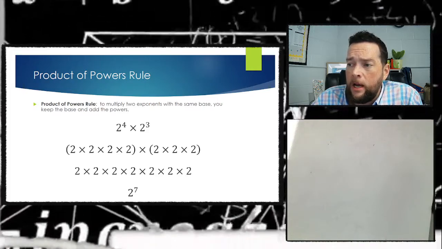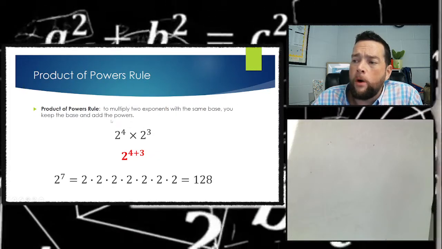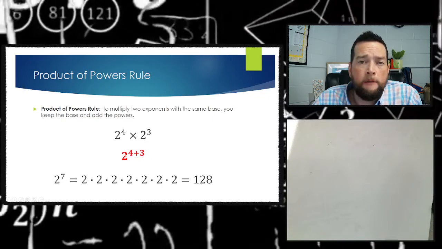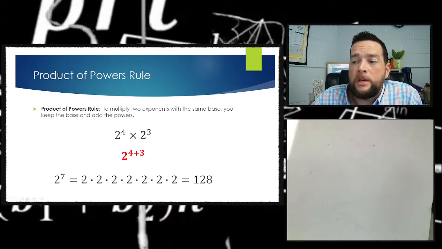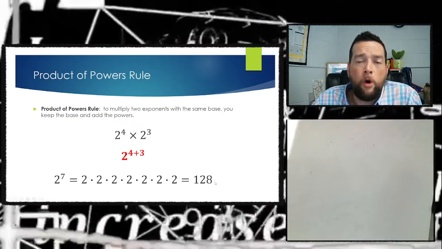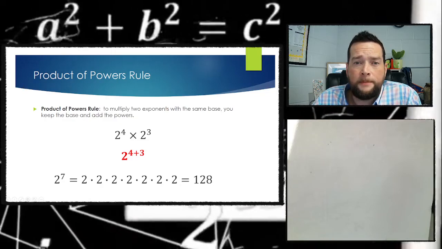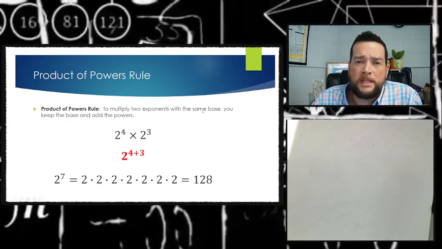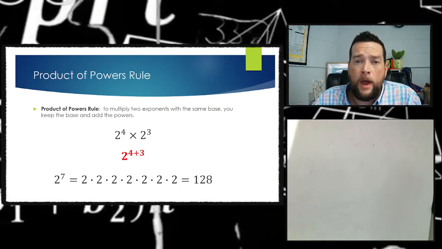So in this case right here, 2 to the power of 4 times 2 to the power of 3 is really 2 to the power of 4 plus 3, which is 2 to the power of 7, which ultimately is 128 when you do all the math multiplied out. So that's the product of powers rule. To multiply two exponents with the same base, you keep the base and you add the exponents.